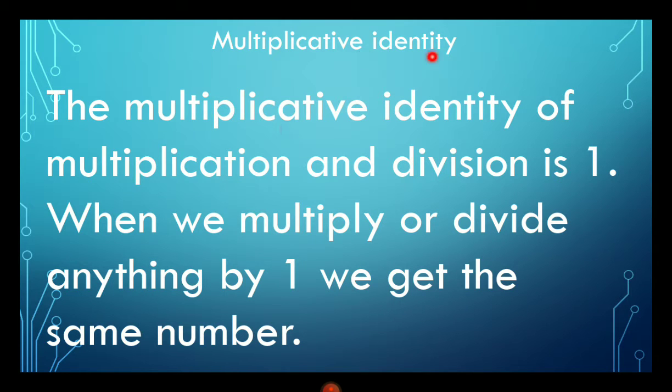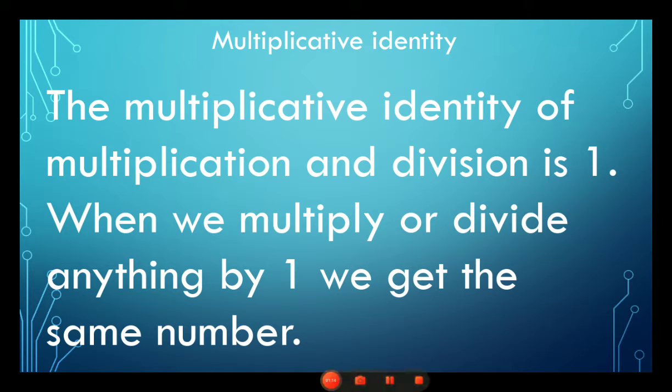So multiplicative identity. The multiplicative identity of a multiplication and division is 1. When we multiply or divide anything by 1, we get the same number. So think about a number. Okay, let's take A. And then if I multiply by 1 or divide by 1, I also get A. Like for example, 2 by 1 is equal to 2, 10 by 1 is equal to 10.